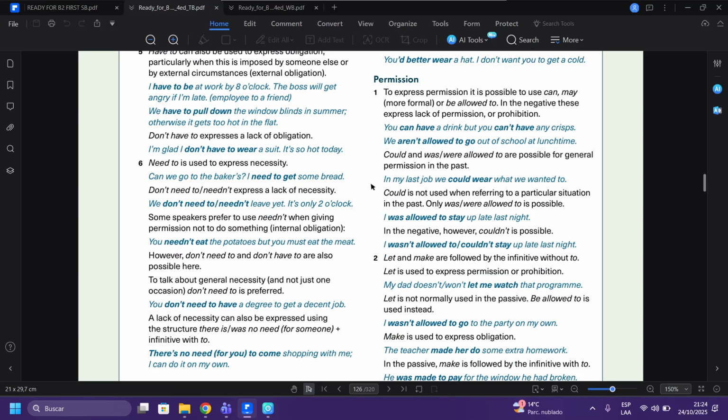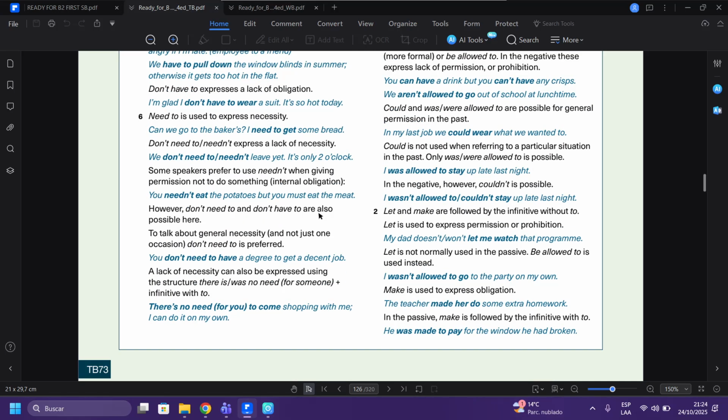Finally, we have permission. To express permission, you can use can, may, which is more formal, or be allowed to. In the negative, this expresses a lack of permission or prohibition, right? Then we have, you can have a drink, but you can't have any grapes. Or we aren't allowed to go out of school at lunchtime.